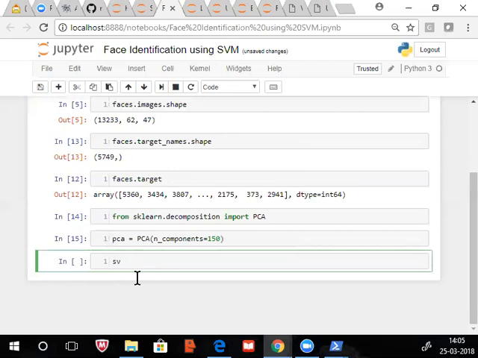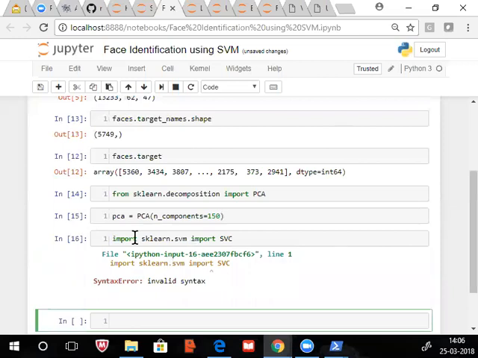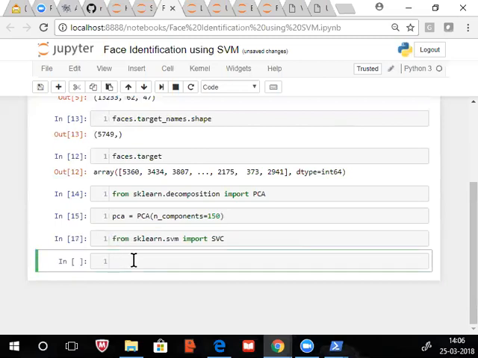Then SVC equal to SVC. So this 150 is out of the derived 2,900, something like that. Okay, and class weight balanced, right? What is the full form of RBF? There is something I forgot. Radial basis function. RBF, radial basis function.